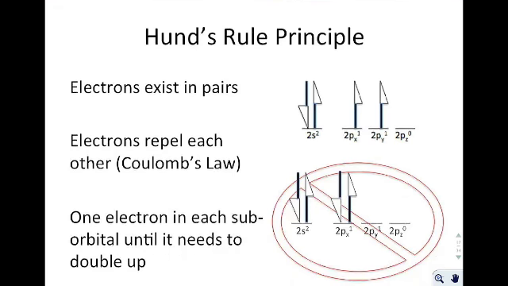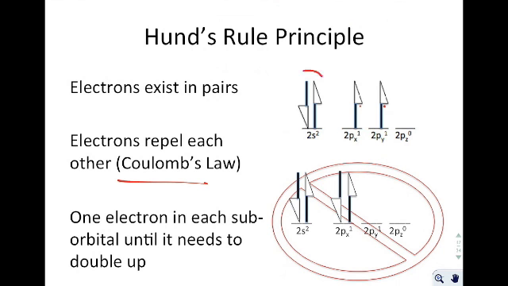Next we have Hund's rule. Hund's rule says that electrons exist in pairs, but generally speaking, according to Coulomb's law, electrons want to repel each other because they both have a negative charge. So what Hund's rule says is when you have equal energy levels, equal energy levels, it will fill one electron first before it will fill the second electron.